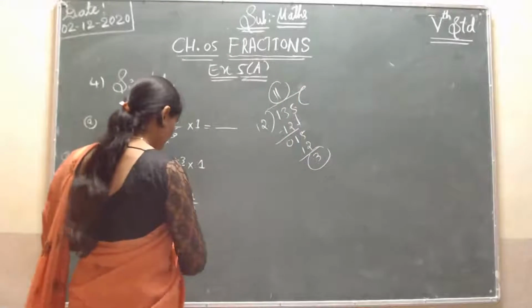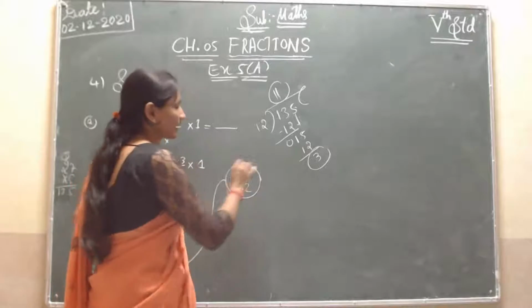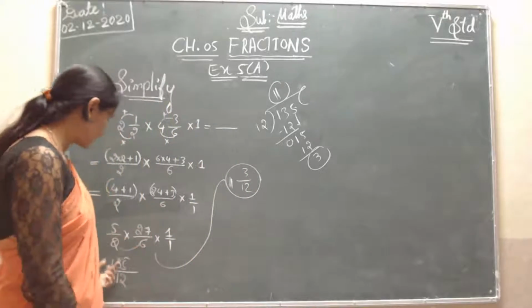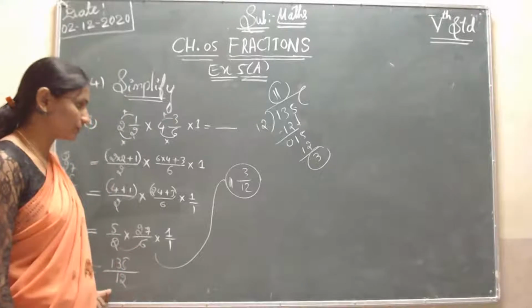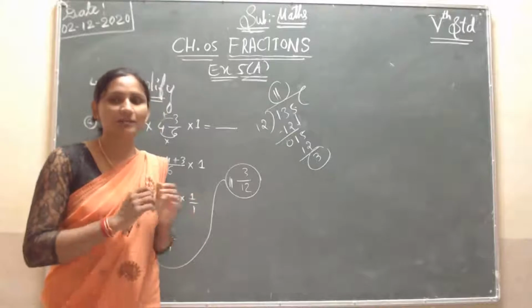This is the whole number 11 and 3 by 12. This is 11 whole 3 by 12 is the answer. Yes. So I will multiply that 3 to 135 into 12. So the answer is 11 whole 3 by 12.